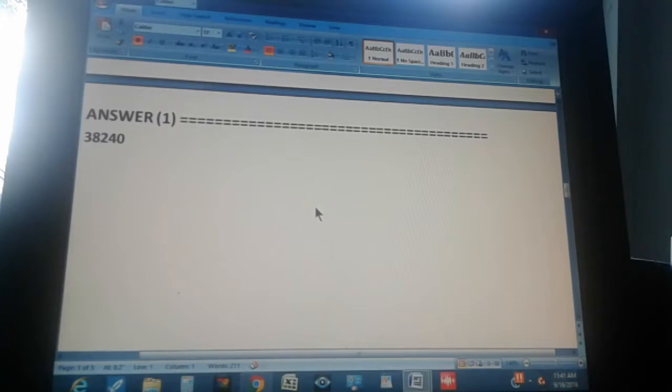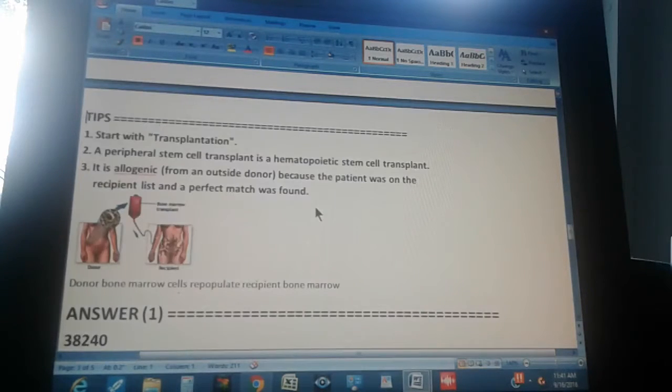Okay, you got that? If you got it, congratulations. If you didn't get it, let's give you a few tips. The first tip is to start with transplantation, and then you're probably going to go to bone marrow. But you have to have some concepts in order to realize which one the code is, right?